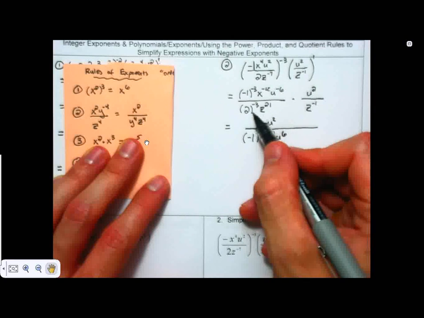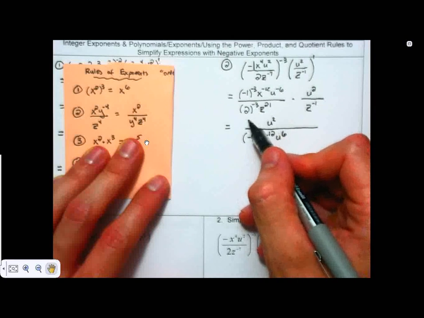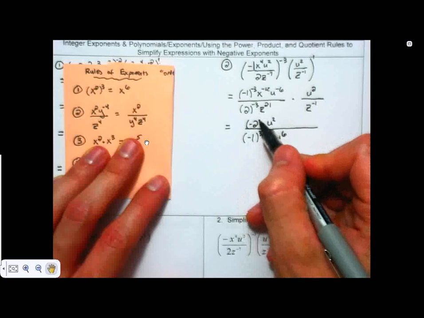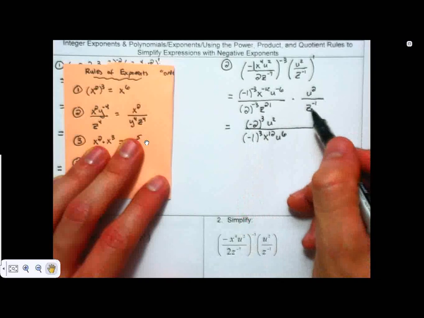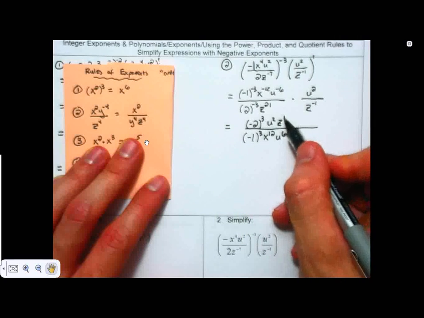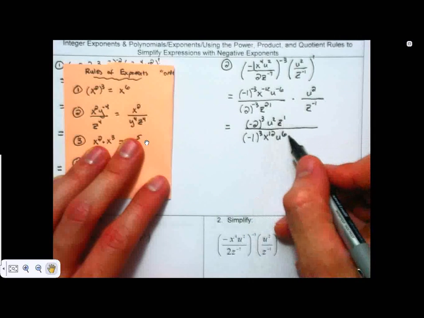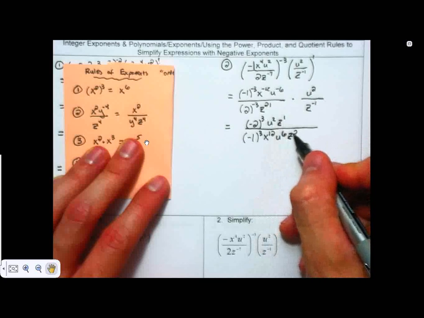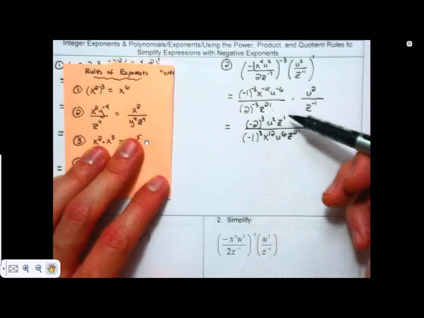Okay, if I look at the bottom terms, negative 2 to the negative third is going to move to the top. It becomes negative 2 to the third. And z to the negative first is going to come on top. And z to the 21st is going to stay right where it is on the bottom, since it has a positive exponent.